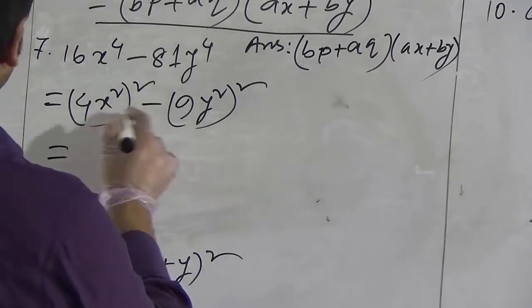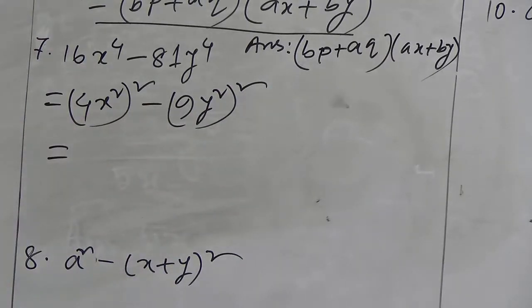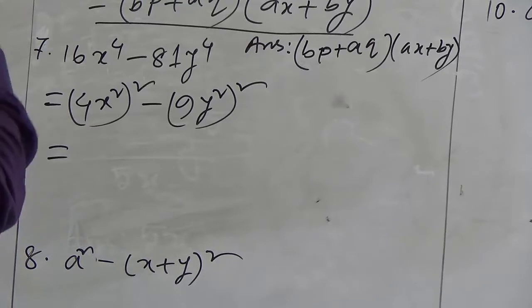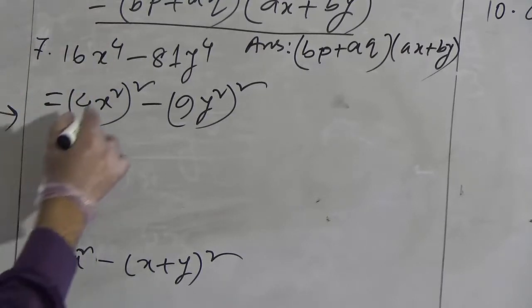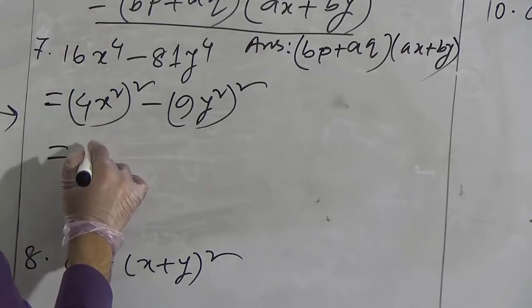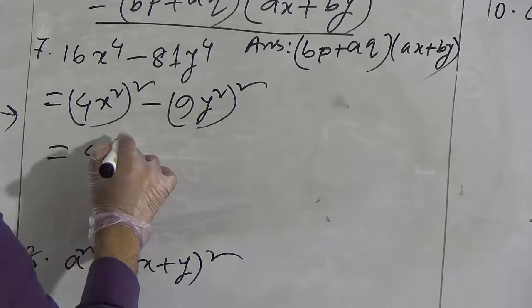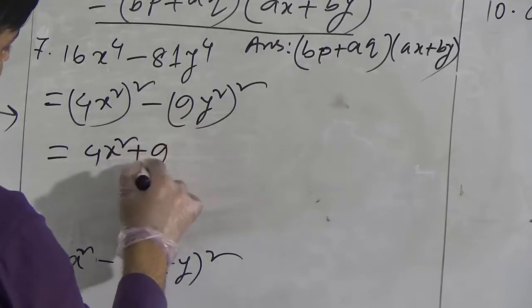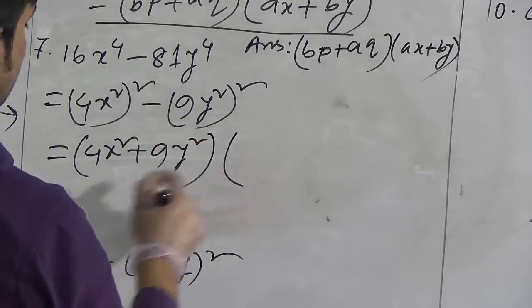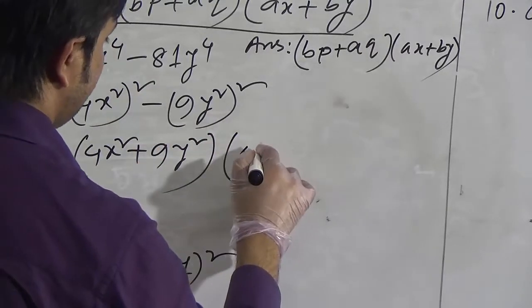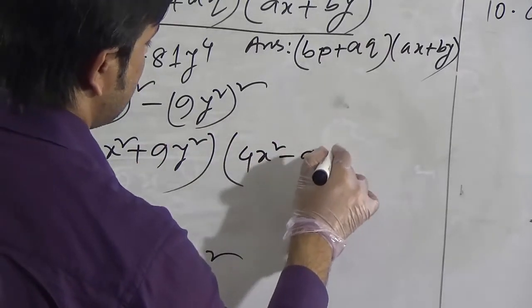Now consider here the formula a square minus b square. It means that a plus b into a minus b. Apply this formula here. We can write a means 4x square here, b means 9y square here. So we can say 4x square minus 9y square.